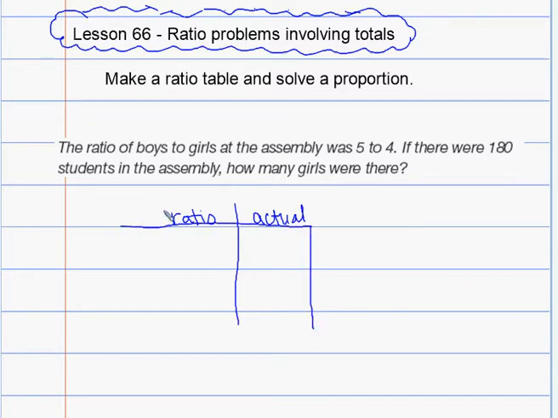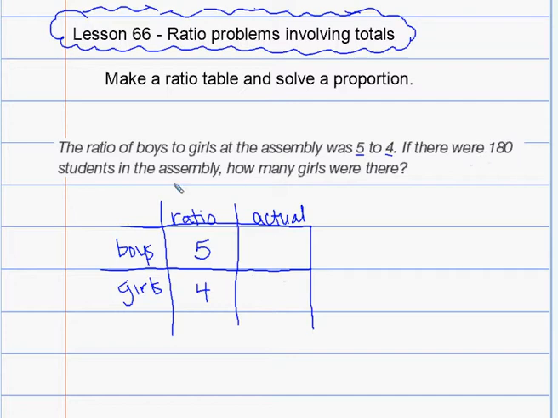And we are going to have some labels. So we know the ratio was boys to girls. And I can fill that information in. Boys to girls, 5 to 4. So I'm going to put the 5 here and the 4 here. Boys to girls, 5 to 4.